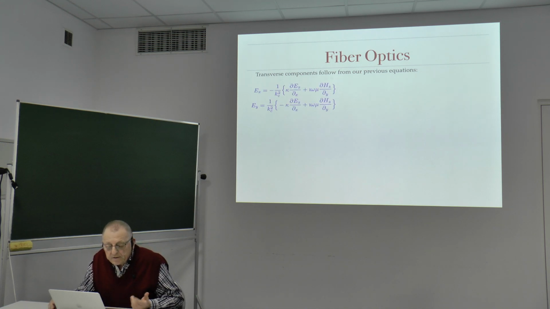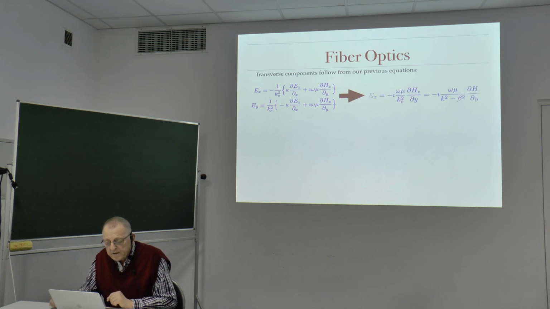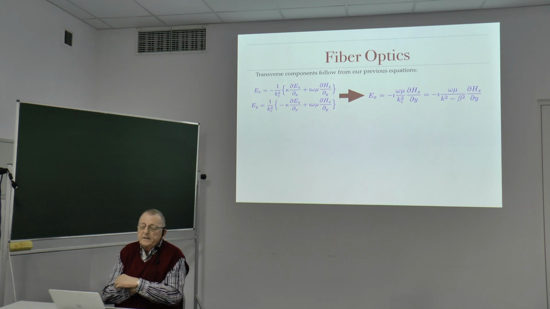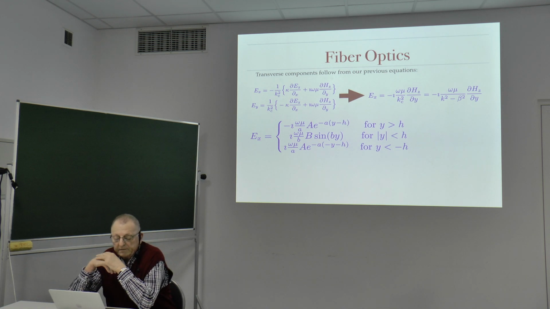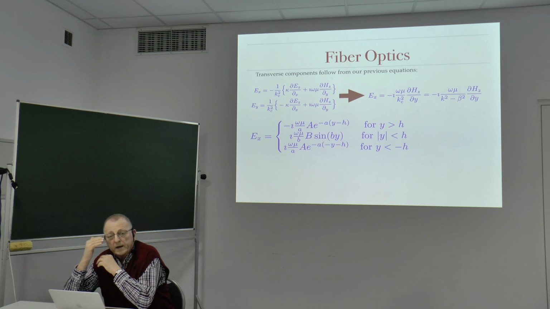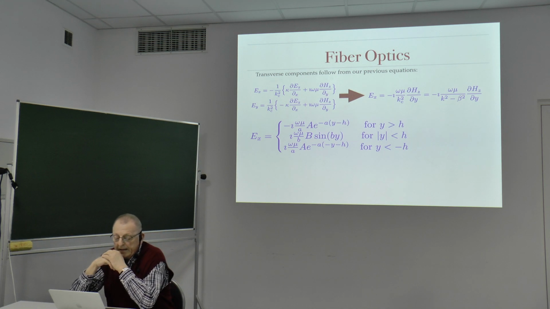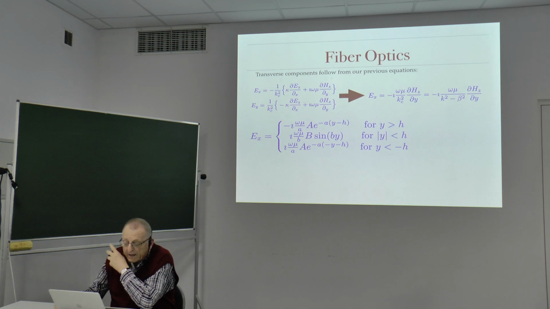The transverse equations we can derive from our already known equation. So I can calculate the x component of the electric field. If I combine everything, I have the electric field in the x component for y larger than h and for y less than minus h, so outside of the slab, and I also have the oscillating function within the slab.